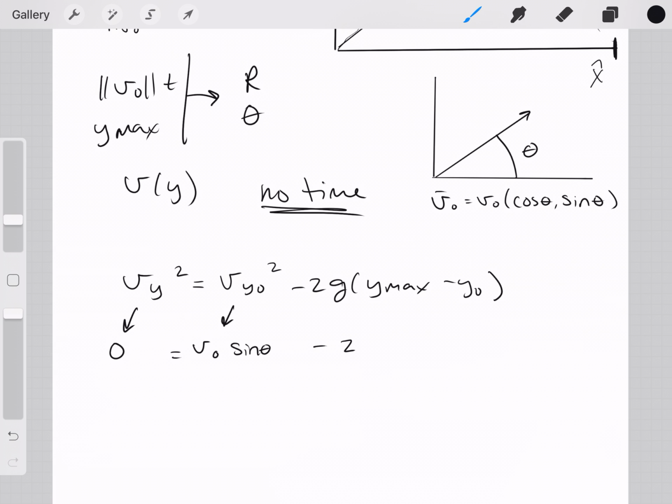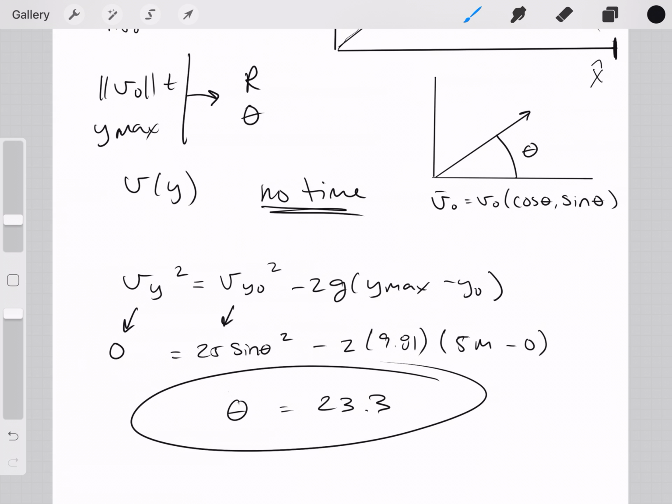So we know that this is 0, and this is broken up into the magnitude, which is v naught, and the direction, which is sine theta, because we are looking for the vertical component of that velocity. Then we get negative 2g, and we're working in meters, so 9.81 meters per second squared, then y max, which is 5 feet, minus 0.